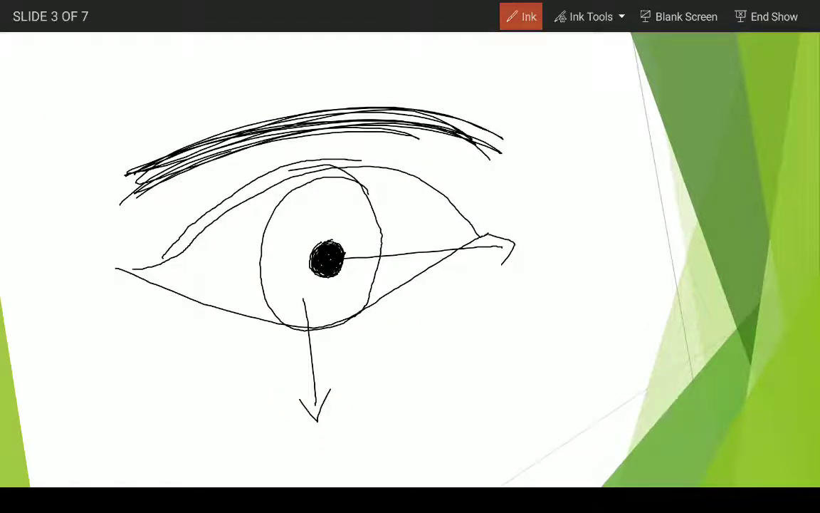Firstly, this portion we call the iris, and the center, the middle portion exactly, which you can see in the dark shade. So this is the pupil.